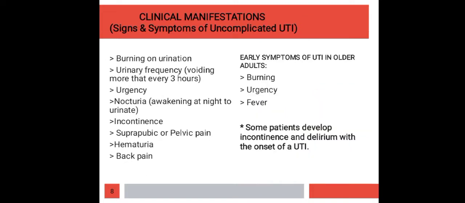Clinical manifestations may include burning on urination, urinary frequency, which is voiding more than every 3 hours, urgency, nocturia, incontinence, suprapubic or pelvic pain, hematuria, and back pain. Early symptoms of UTI in older adults may include burning, urgency, and fever. Some patients develop incontinence and delirium with the onset of the UTI.